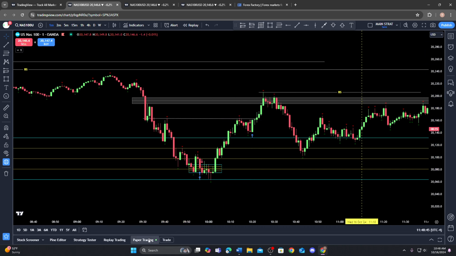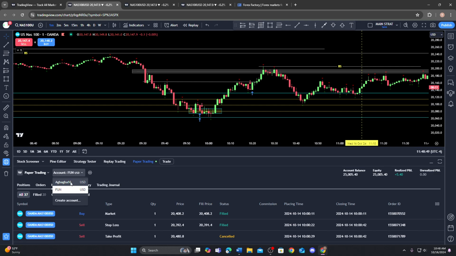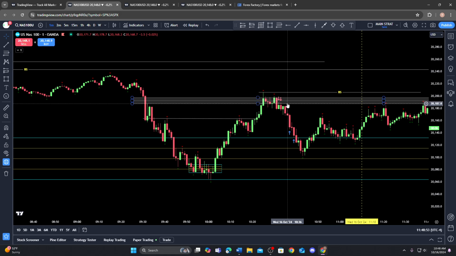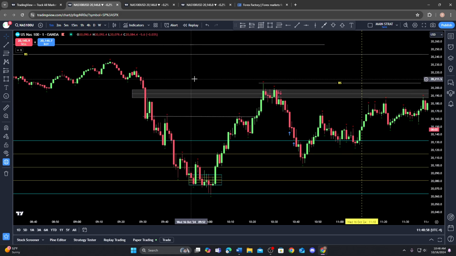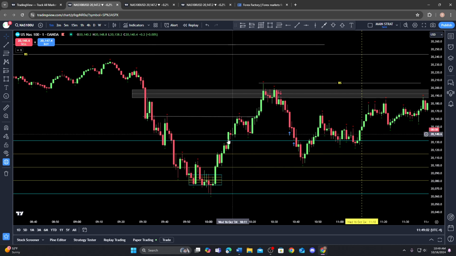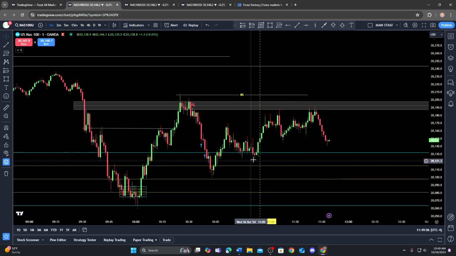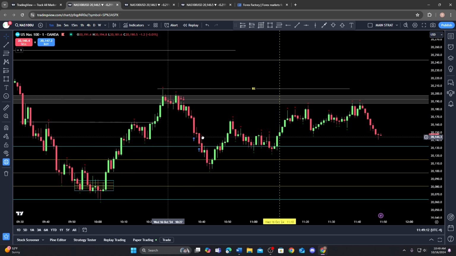Now if we go to my account that I'm trying to grow, this was actually a really good trade. It was a counter trend trade, according to what happened throughout the rest of the day so far, at 11:40 right now.